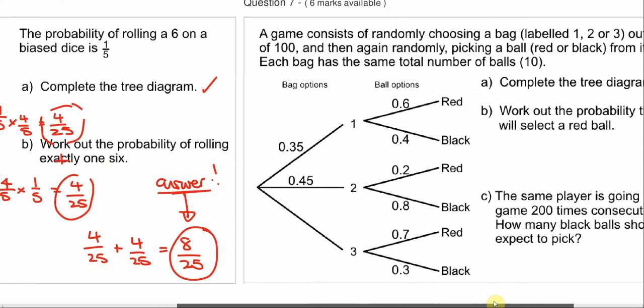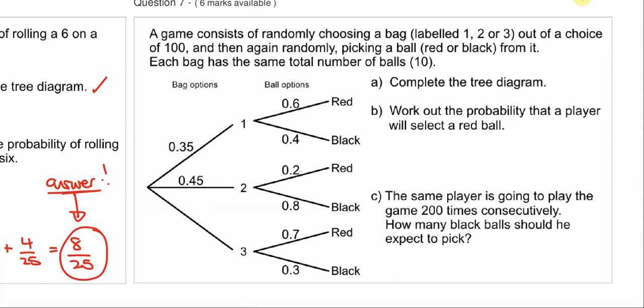And then final question. This had a tricky part at the end, which I'll talk about. So a game consists of randomly choosing a bag, blah blah blah. They filled in the majority of the tree diagram. They just haven't filled in this bit. So we need to do 0.35 plus 0.45. That's going to give me 0.8. So then I can tell, well, this must be 0.2, as we do 1 subtract 0.8. Remember, these three all should add up to 1. So we've completed the tree diagram there.